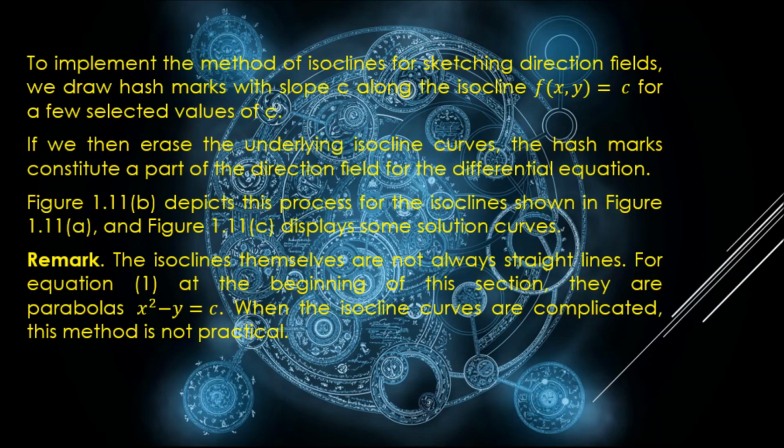Okay, so we have a remark. The isoclines themselves are not always straight lines. For equation 1 at the beginning of this section, they are parabolas, x squared minus y equal to c. When the isocline curves are complicated, this method is not practical.